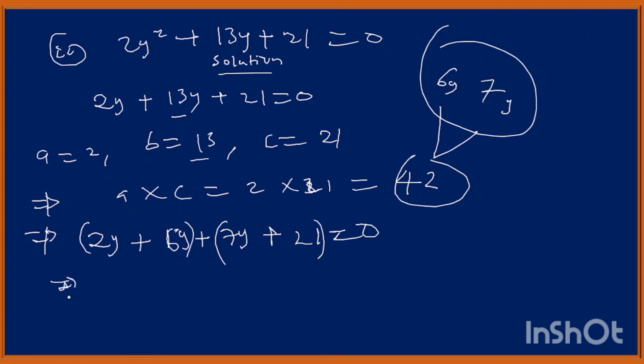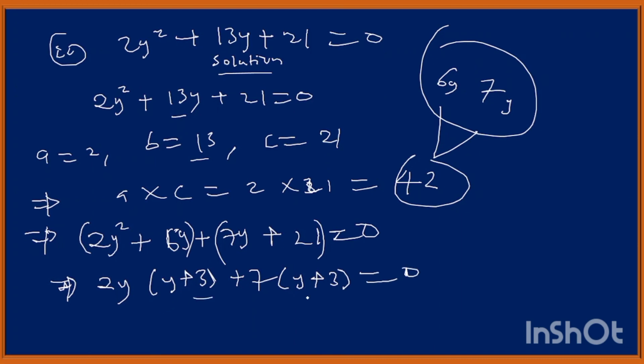So what is common between 2y squared and 6y? That will give me 2y. 2y is common into y plus 3. Then here we have plus 7 into y plus 3. This equals 0. So this term and this term are the same, we'll pick one of it. That is 2y plus 7 times y plus 3 is equal to 0.